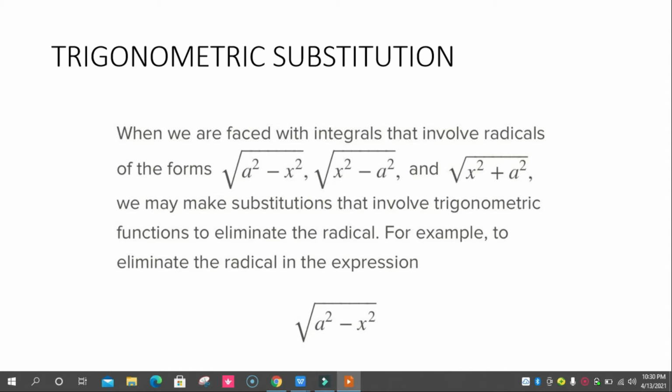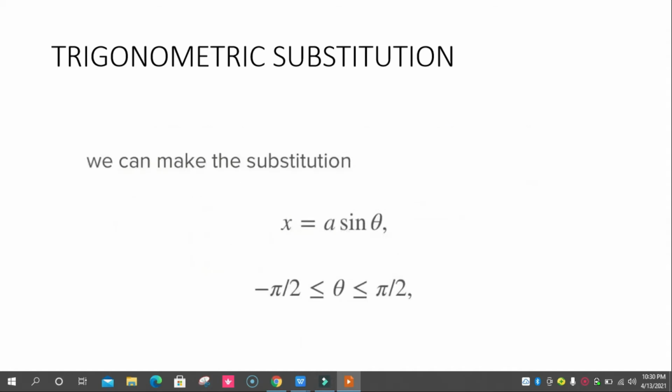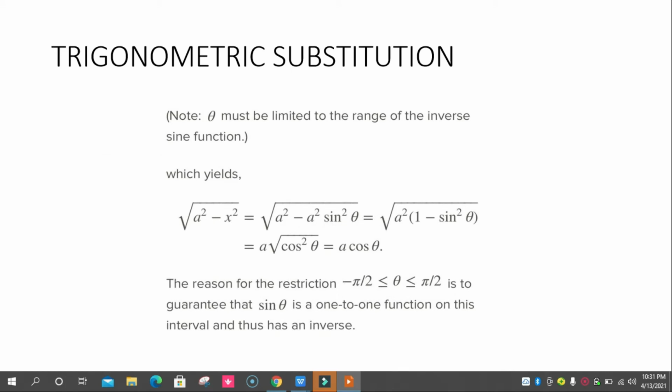To eliminate the radical in the expression square root of a squared minus x squared, we can make the substitution of x equal to a sine theta, where negative pi over 2 is less than or equal to theta, and theta is less than or equal to pi over 2. Please take note that theta must be limited to the range of the inverse sine function.